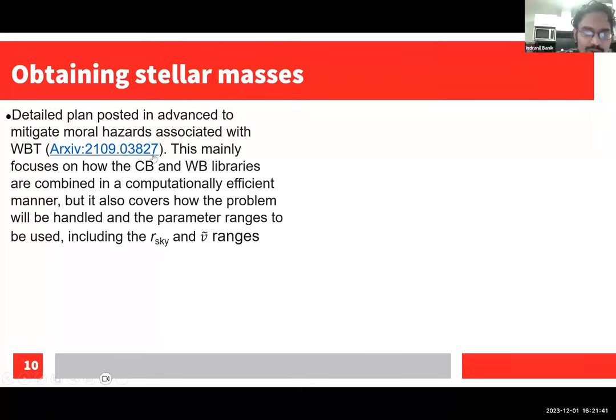So this also shows you how we plan to do the calculations in a computationally efficient manner. But naturally, that requires understanding what the code will be doing, and therefore it also explains how we actually handle the problem, and it also includes a decision on the parameter ranges to be used, which I'll try and explain later on, exactly why we chose it that way. But suffice to say, these were fixed in advance to mitigate moral hazards.